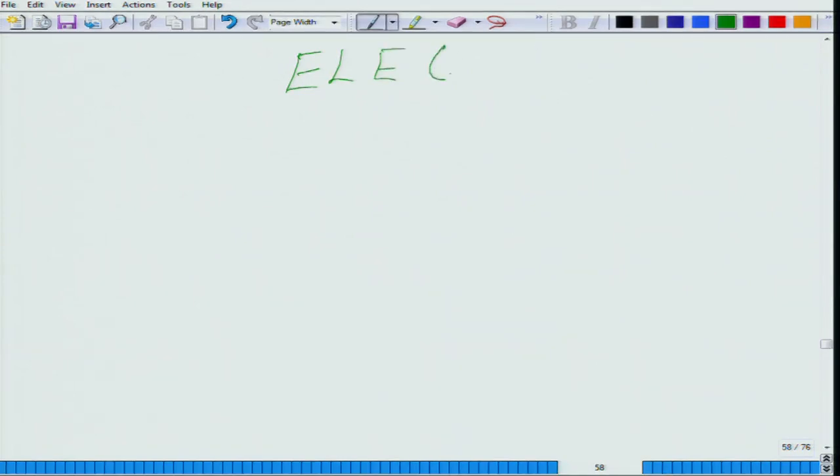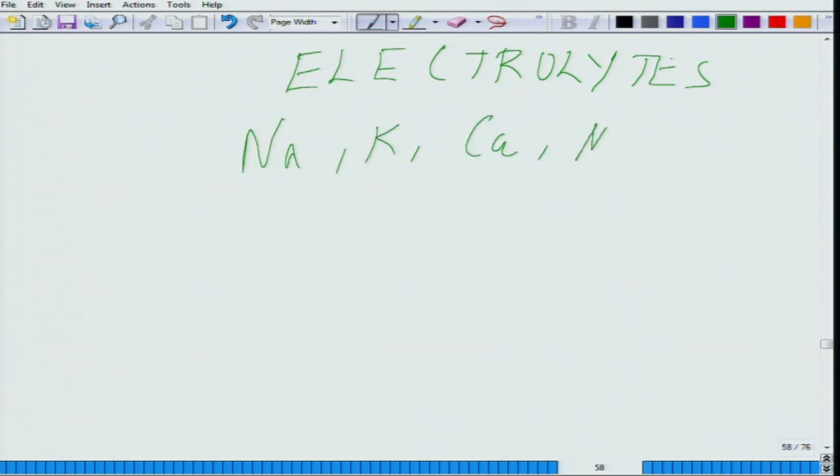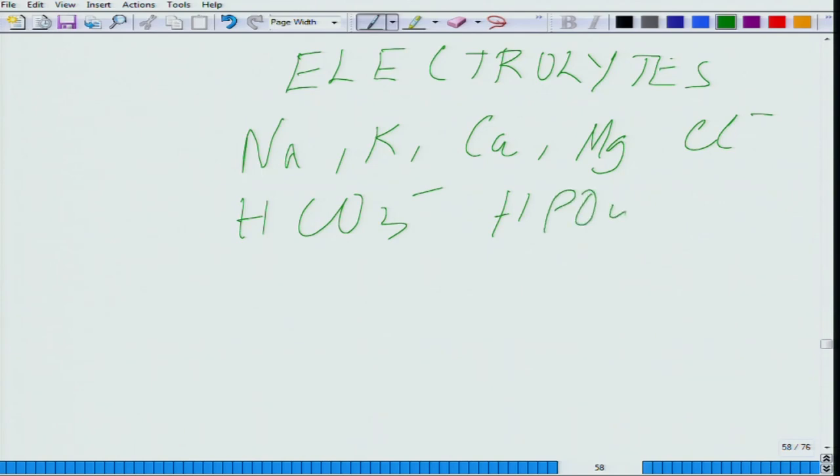The other solutes include your electrolytes, which of course are sodium, potassium, calcium, magnesium, chloride, bicarbonate, phosphate, sulfates, likewise, the 2 plus ions. These are the series of electrolytes.